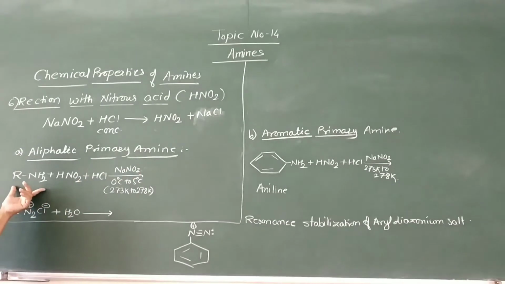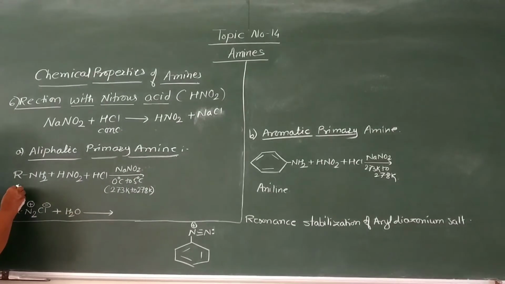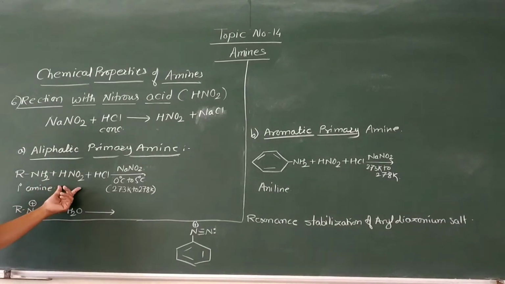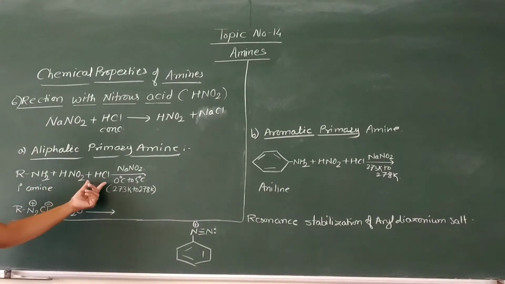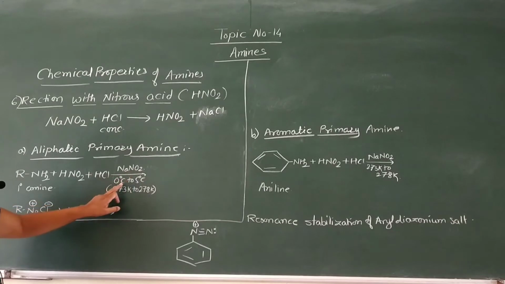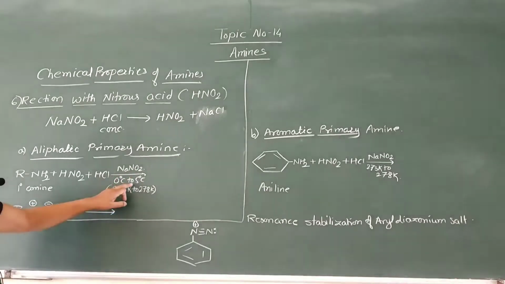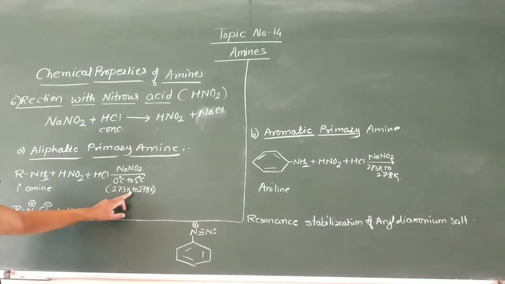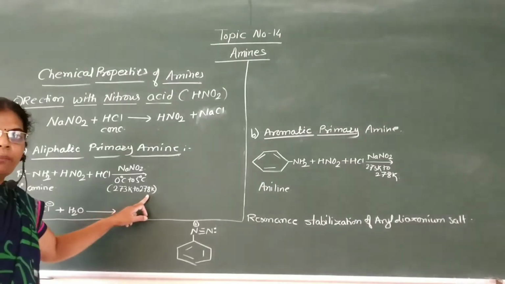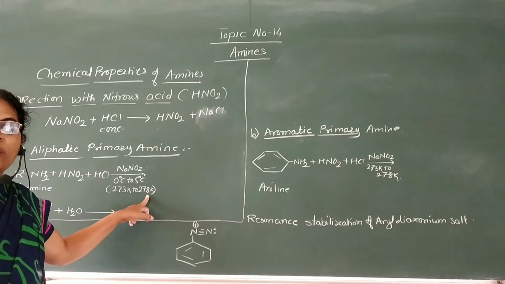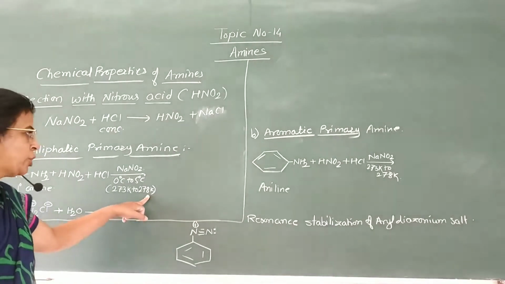Now here it is RNH2, that is primary amine. When this primary amine is treated with nitrous acid in presence of this concentrated HCl and sodium nitrite, then this reaction is carried out at 0 degrees Celsius to 5 degrees Celsius temperature or 273 Kelvin to 278 Kelvin temperature. That is, during this reaction, the reaction mixture must have lower temperature.